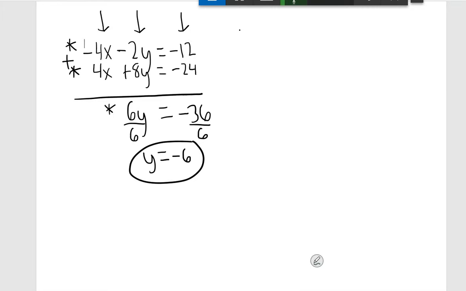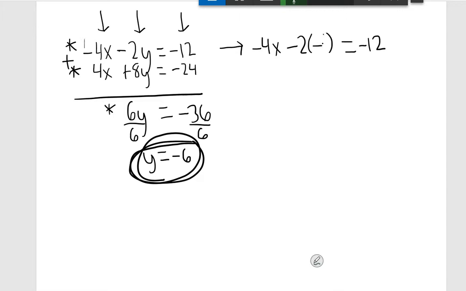Okay, in order to find the x-coordinate, we go back to either our first equation or our second equation and we use substitution. So if we take our first equation, negative 4 times x minus 2 times, instead of that y, we're going to make a substitution. We are going to plug in negative 6 because we know that y is equal to negative 6. And now we can solve for our x. Negative 2 times negative 6 is positive 12. So negative 4 times x plus 12 equals negative 12.